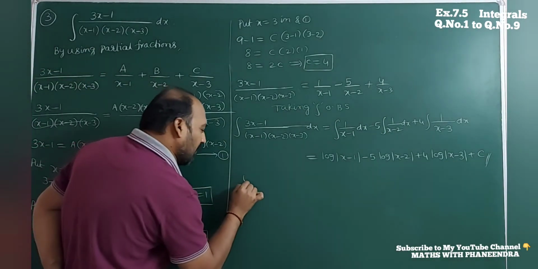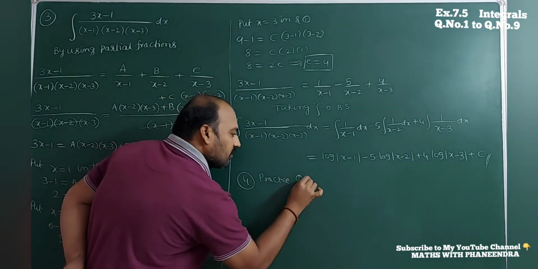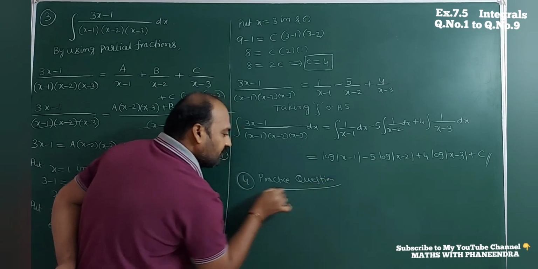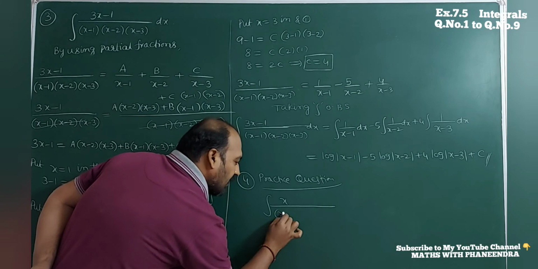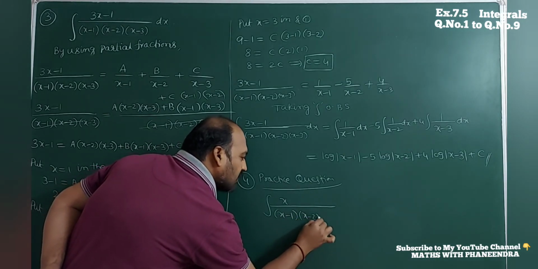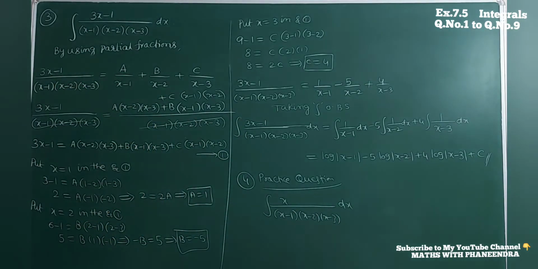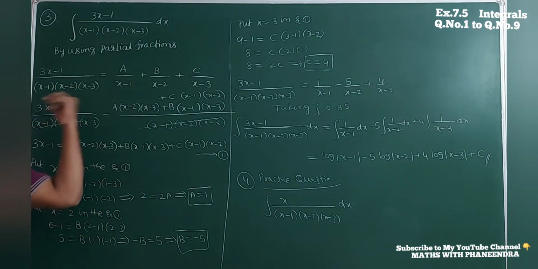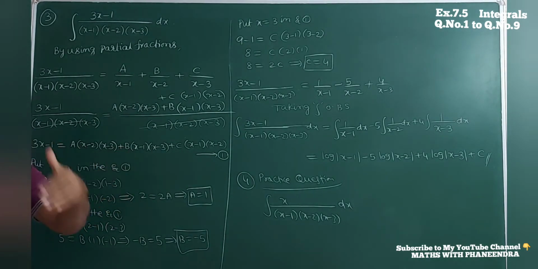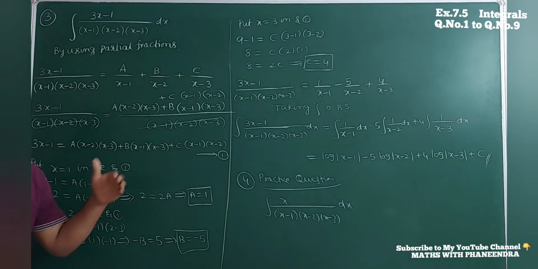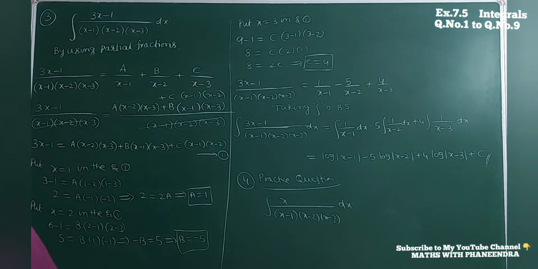Question number 4, you have to practice. The practice question here is: integral of x by (x minus 1)(x minus 2)(x minus 3) dx. Similar procedure you have to follow, the way we followed in question number 1 and question number 2. Otherwise, you can write to my comment box, I will help you. We'll move on to the next question.